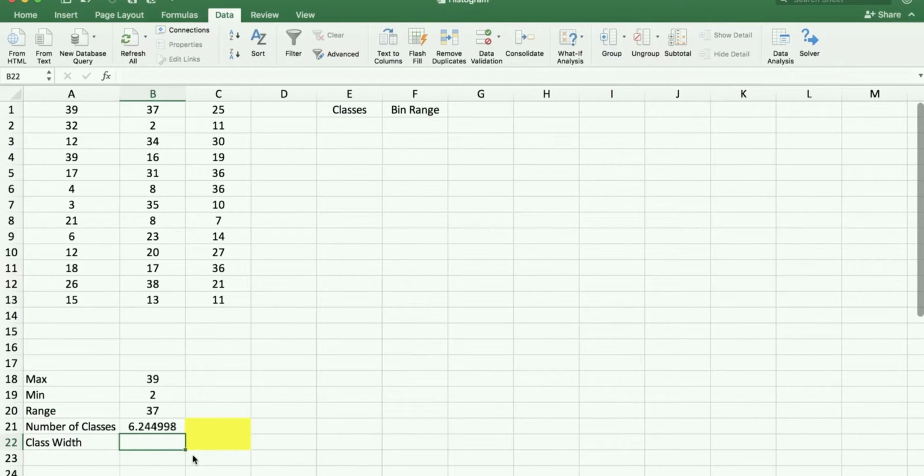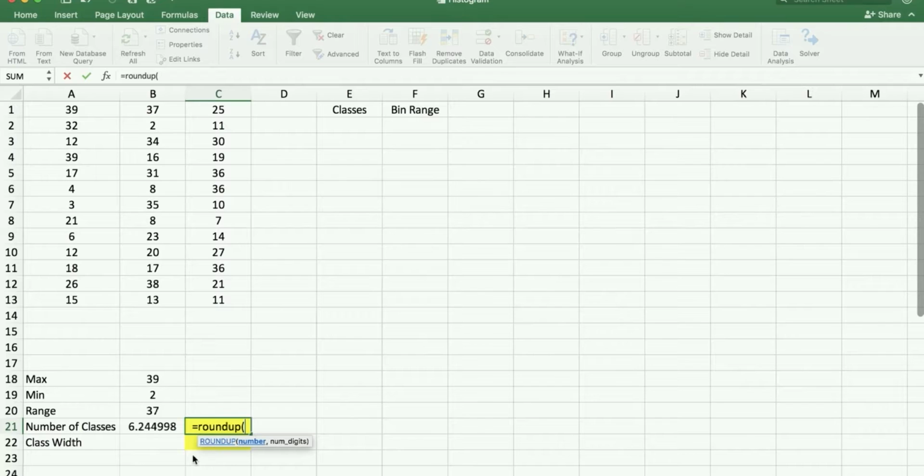This is a fractional number and I can't have 6.24 classes. What I do is round it up to the next integer, which is clearly 7 in this case, but let's use an Excel function, which is round up. All you need to do is select the number that you want to round up, and then if you say 0, it is going to round it up to the next integer, which is 7.